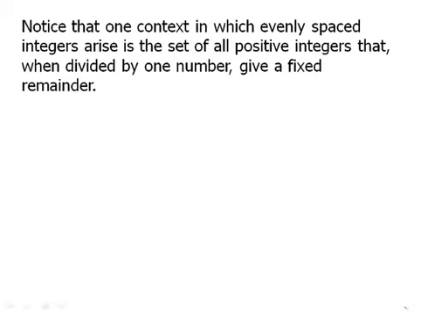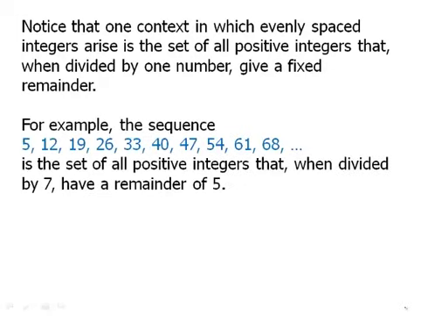Notice that one context in which evenly spaced integers arise is the set of all positive integers that, when divided by one number, give a fixed remainder. For example, this sequence, the sequence that we've been looking at, is the set of all positive integers that, when divided by 7, have a remainder of 5. That's what all those numbers have in common. When we divide by 7, we have a remainder of 5.